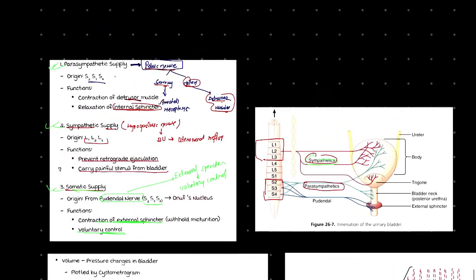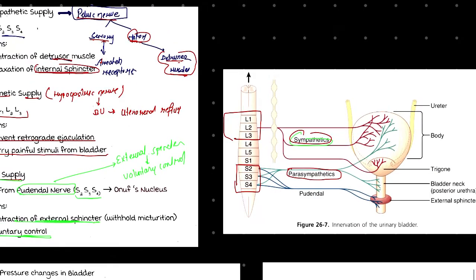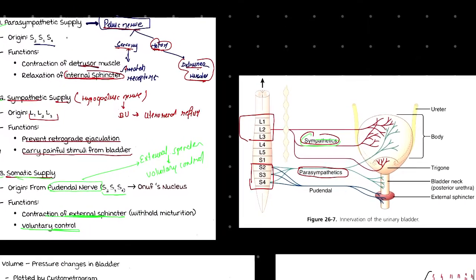And what was it doing? It was having innervation in our detrusor muscle. As you can see here, it is going in the detrusor muscle area, right? And also these were innervating our internal sphincter muscle, right?